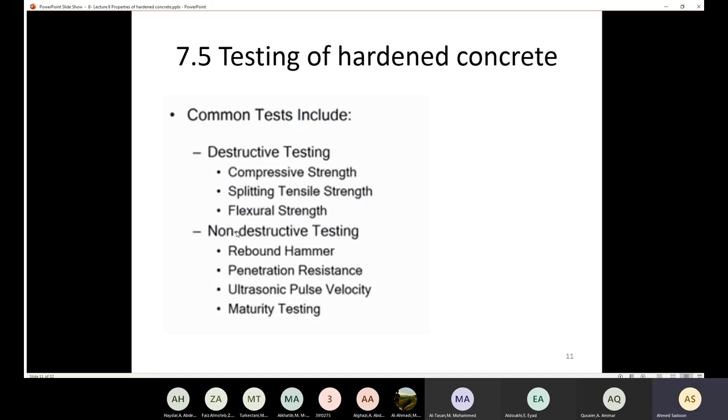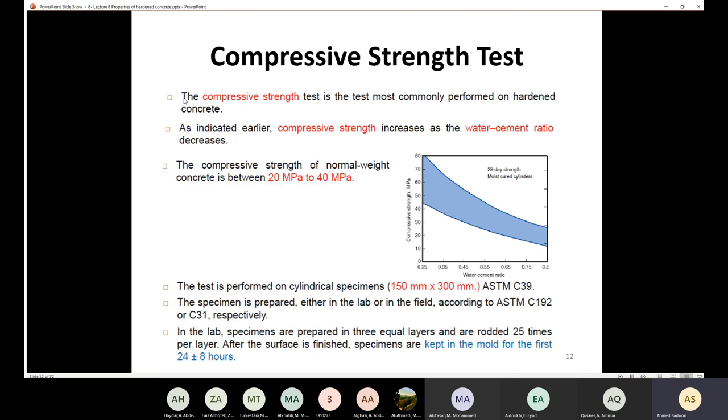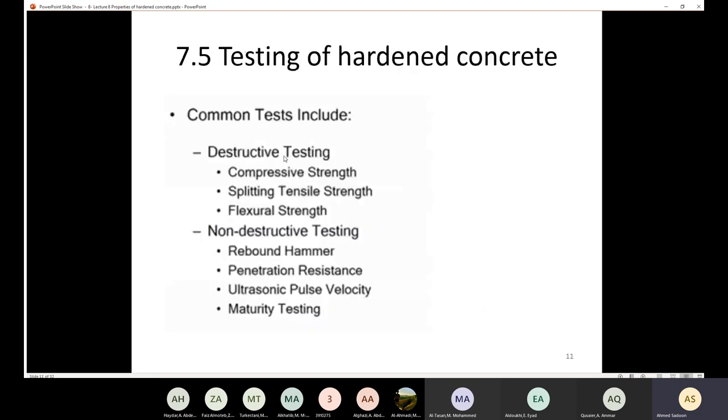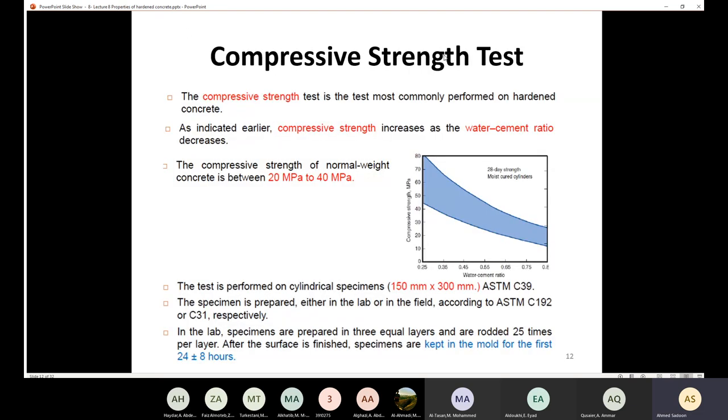The other type is non-destructive testing. In non-destructive testing, I'm not going to destroy the sample. I'm going to use new techniques without destroying my sample in order to determine the properties of the concrete. We have the rebound hammer, the penetration resistance, ultrasonic pulse velocity, and maturity testing. So the first one, we're going to start with the destructive testing. We have the compressive strength test.